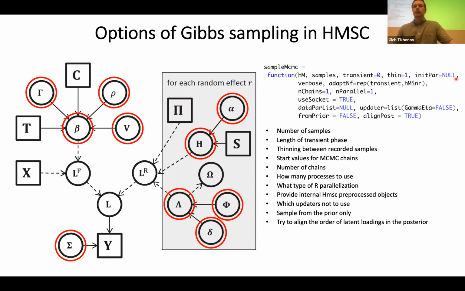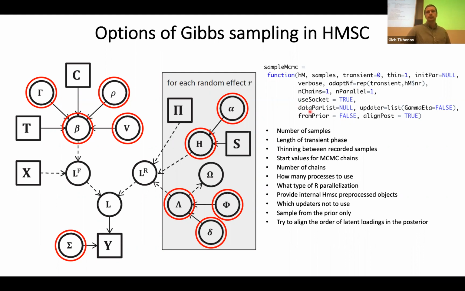Then there is an argument which enables you to have control over where these individual chains start from, and some control over how much output this function prints. Then we have important parameters about the number of chains we're going to have in the fitted model, how many independent processes we're going to run for these chains, as well as what type of parallelization we are asking R to use.